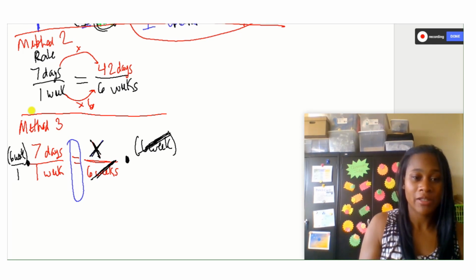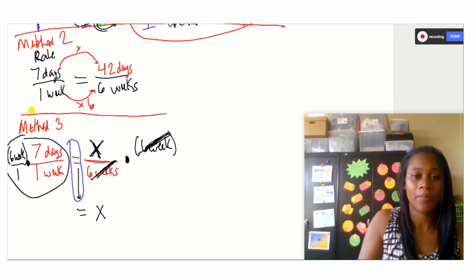So 1 times X is just X. So I bring down my X on my right side of the equal sign. I bring down my equal sign. And now on the left side, I have 6 weeks over 1 times 7 days over 1 week.